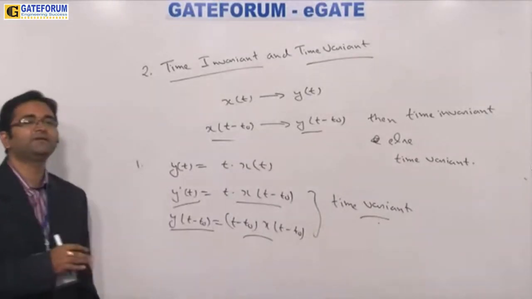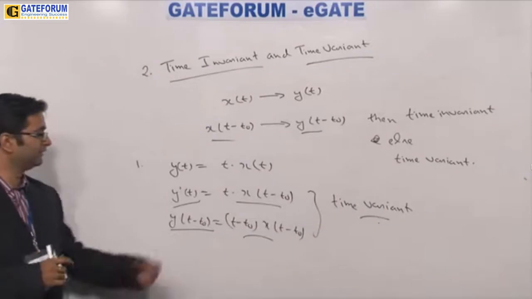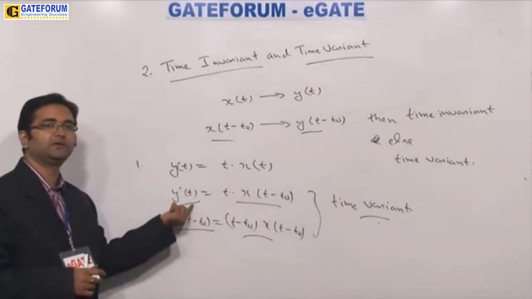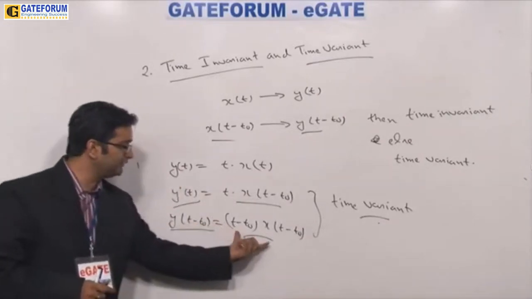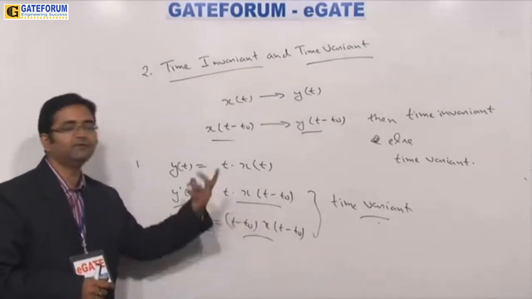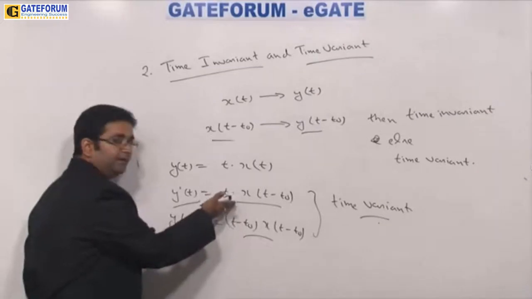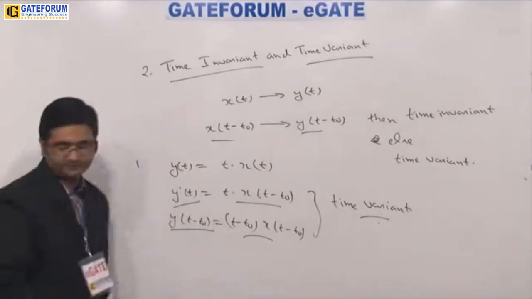Again, there is a rule to identify whether the given system is time invariant or time variant. But look at this first. I have shifted the input by t naught and I got the output y'(t). If I shift my actual output by t minus t naught, I am getting this. Now this and this are totally different, and once they are different, it becomes time variant. If they would have been the same, the answer would have been time invariant. But it is not the case here.